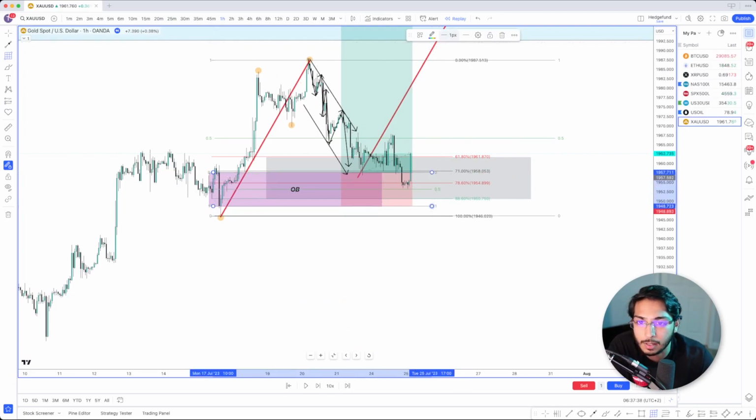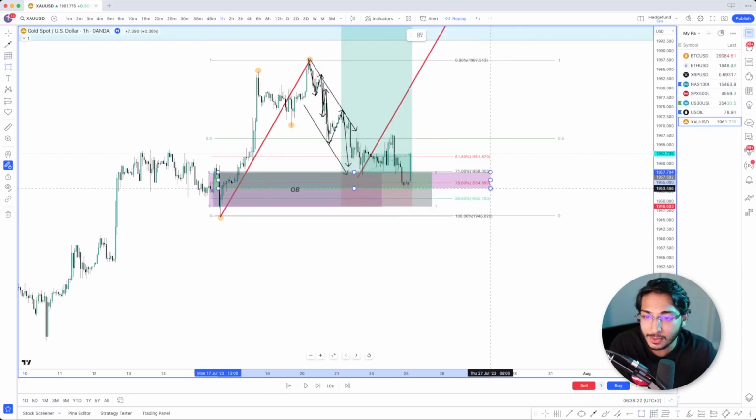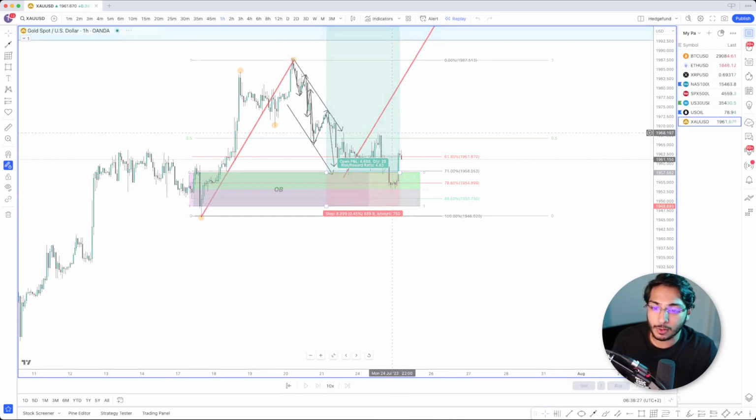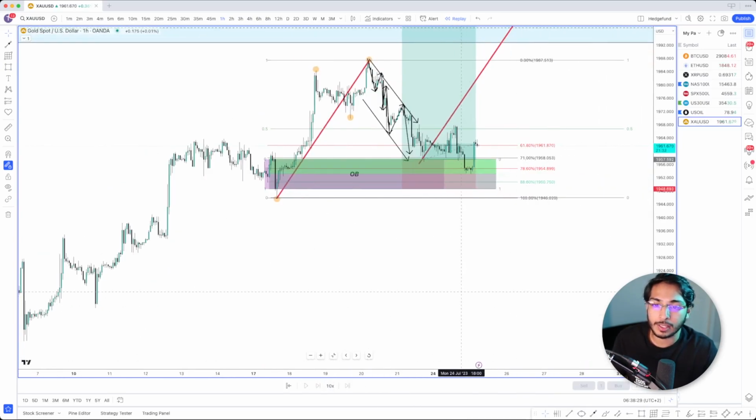Let me put this back up on this settings. We were looking at this zone. This was our area of interest. This is what we were looking at. And then obviously price spiked through, and then we're at the live market conditions.